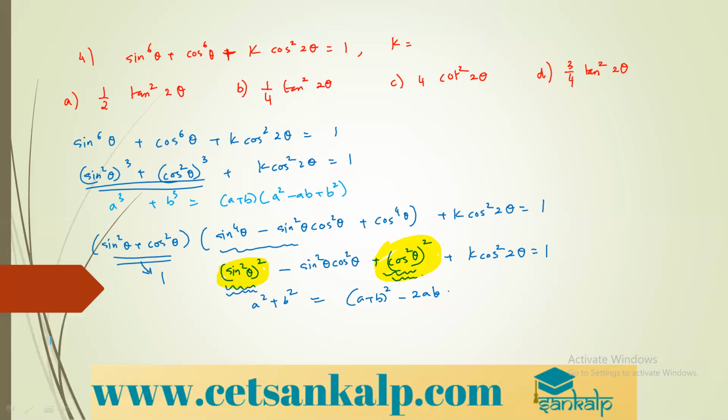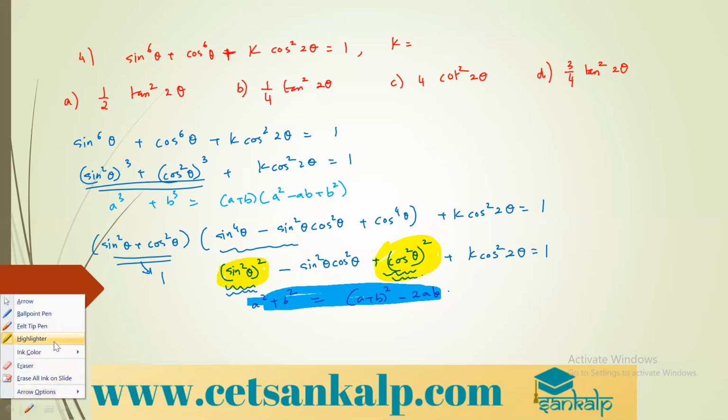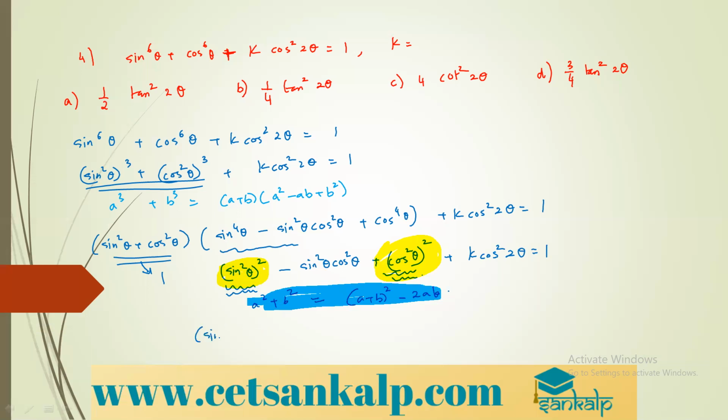I will highlight this. This is the formula I will be using. So for these two, I will write (a plus b) whole square minus 2ab. Then I have minus sine square theta cos square theta, and then plus k cos square 2 theta equal to 1. This is again 1.